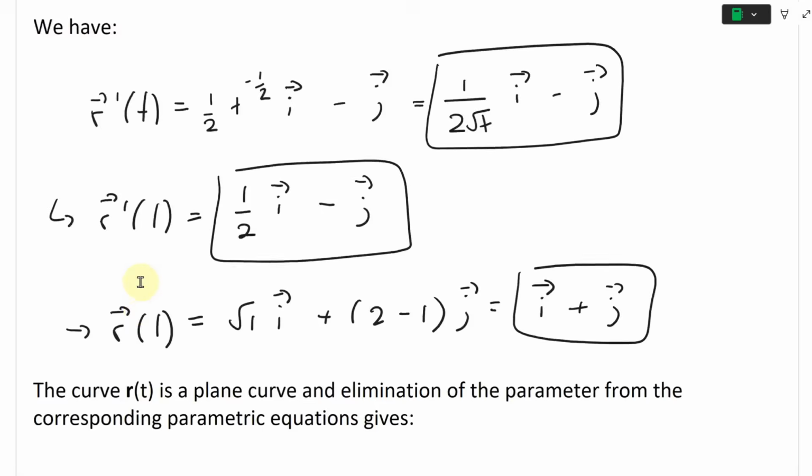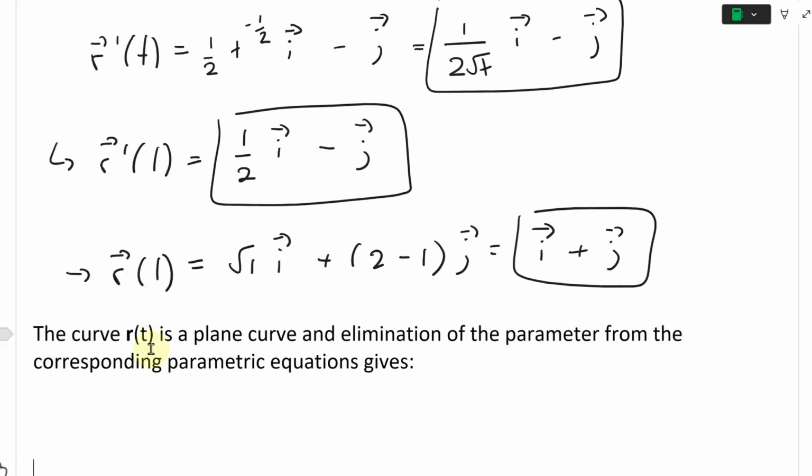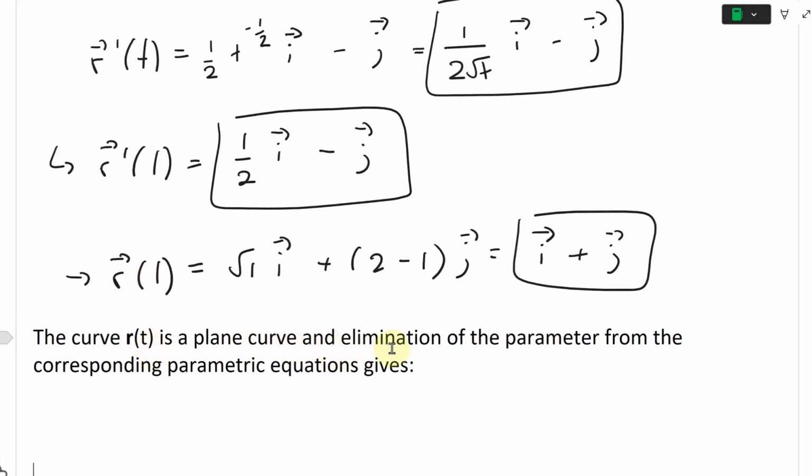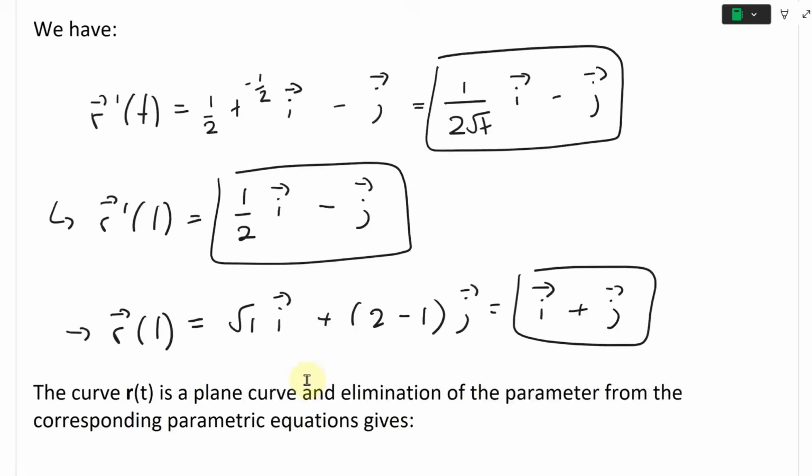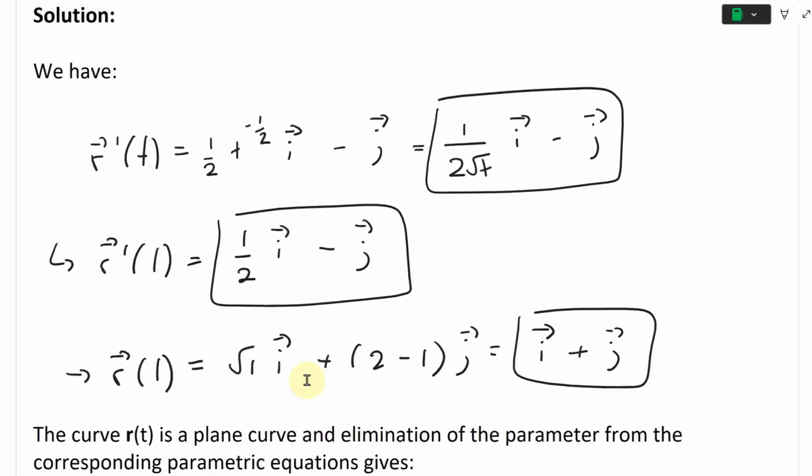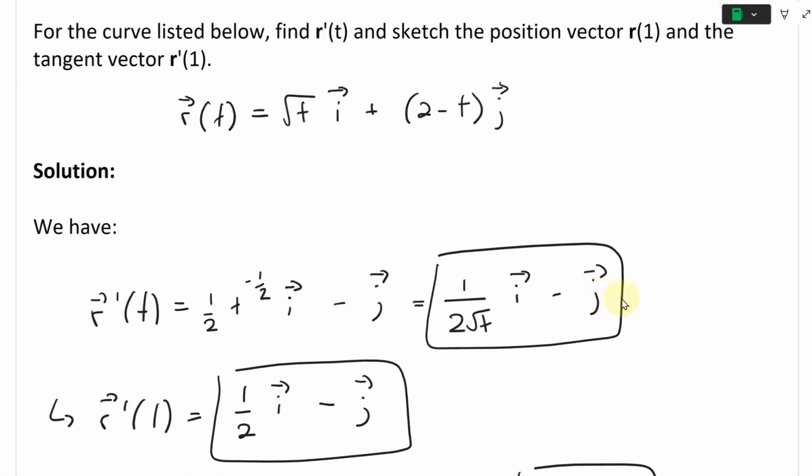All right, now let's go further. The curve r of t is a plane curve, and elimination of the parameter from the corresponding parametric equations gives the curve. What I mean by a plane curve is that there's no z component here. So the z component can take all infinite values. For example, if this is just a random line like this, but then in 3D you have to account for all of the z values, which are infinite, so you're basically going to get a surface like this, something like that.